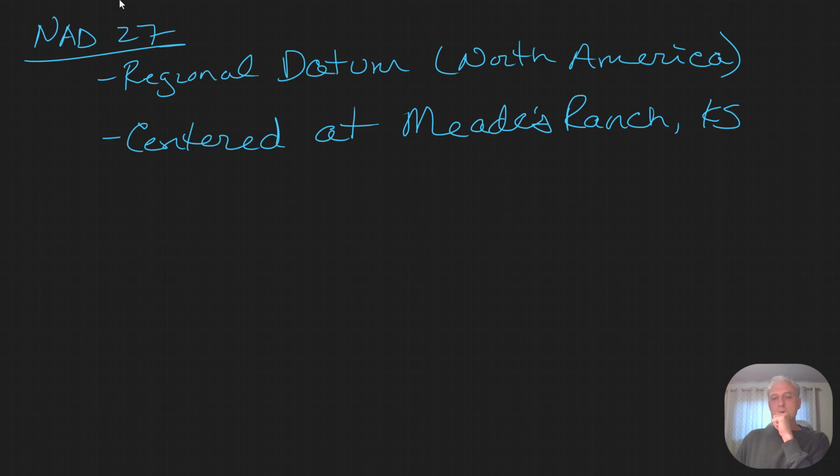And that word centered is a huge call out for a difference between the NAD 27 datum and NAD 83, which we'll find out later why that's a call out. So this is centered at Meads Ranch. That means it's centered on the surface of the Earth. Okay. And so, coming from that centered at Meads Ranch, that means it's surface-based.